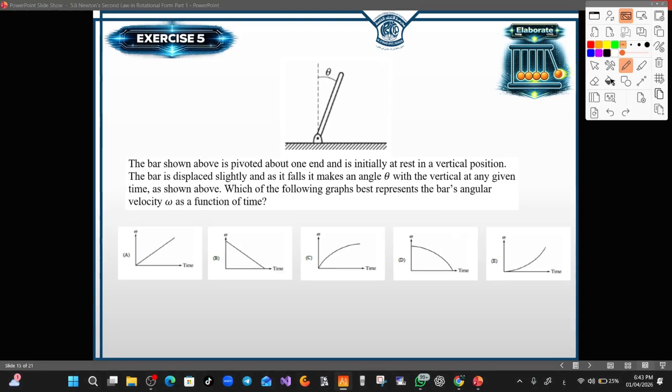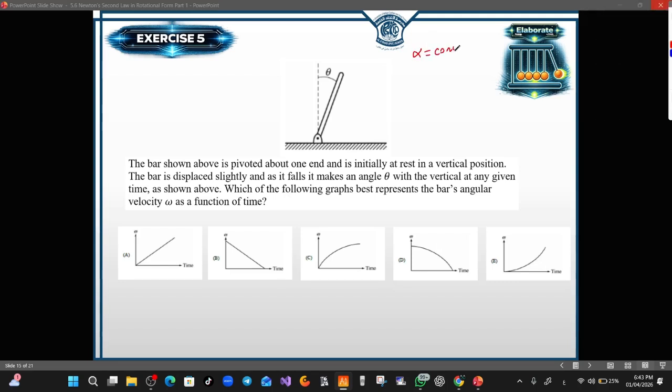Okay, exercise 5, you can consider it as part B of the previous question. Remember that the alpha that we got was a constant multiplied by sine of theta. Now the bar shown above is pivoted about one end and is initially at rest in vertical position. So it means omega 0 equals 0. The bar is displaced slightly, and as it falls, it makes an angle theta with the vertical at any given time, as shown above. Which of the following graphs best represents the bar's angular velocity omega as a function of time?